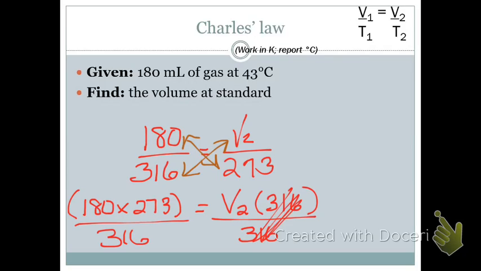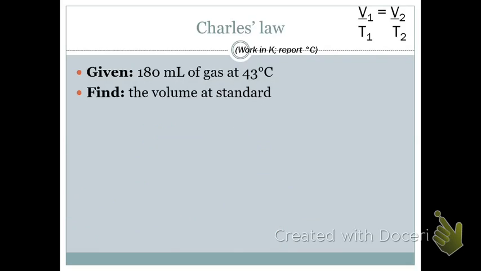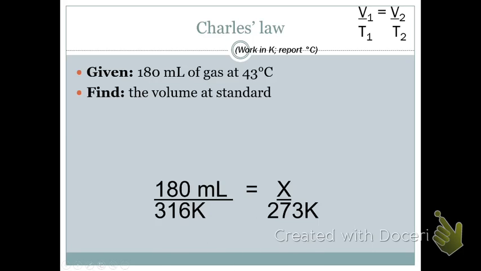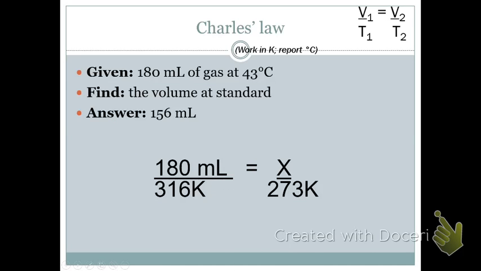All right, clear my calculator. Open parentheses, 180 times 273, close parentheses, divided by 316. Push your equal sign. Let's see. Did you get 156 milliliters? Because I gave you milliliters, you should have got 156 milliliters back. Okay.